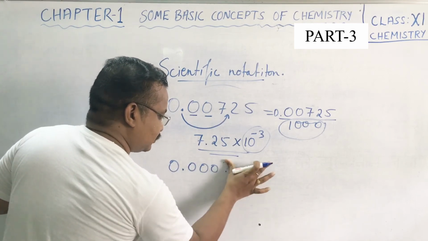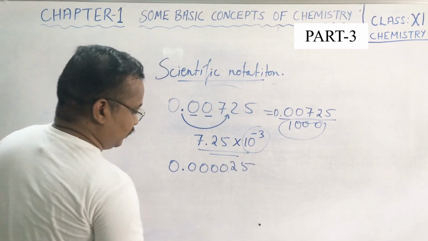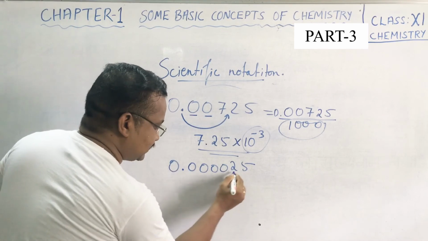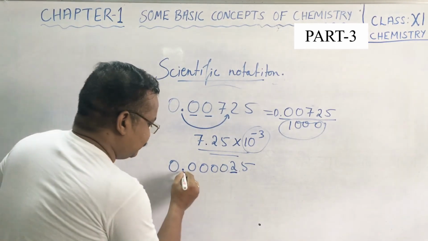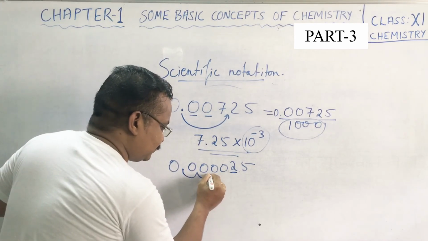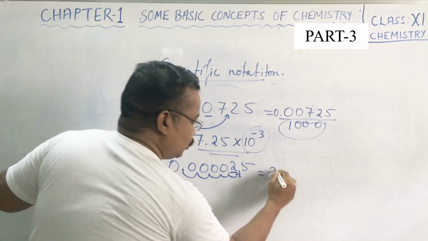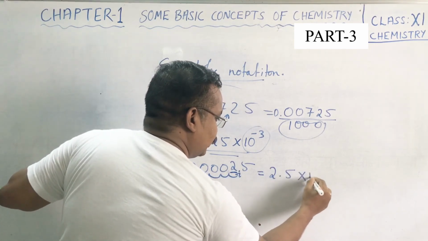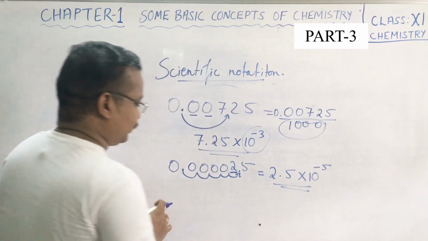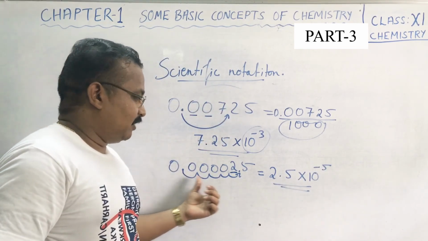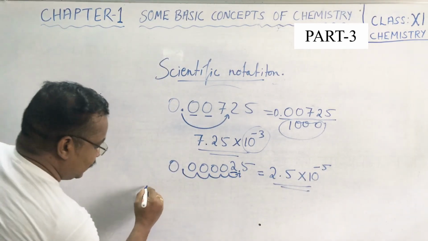Another example I will show you, that is 0.00025. Now the point has to reach up to here because this is the first non-zero digit. Correct, children? So 1, 2, 3, 4 places you have to move it, and write 2.5 into 10 raised to minus 4. Children, remember when you take a point from left to right, you have to put minus.